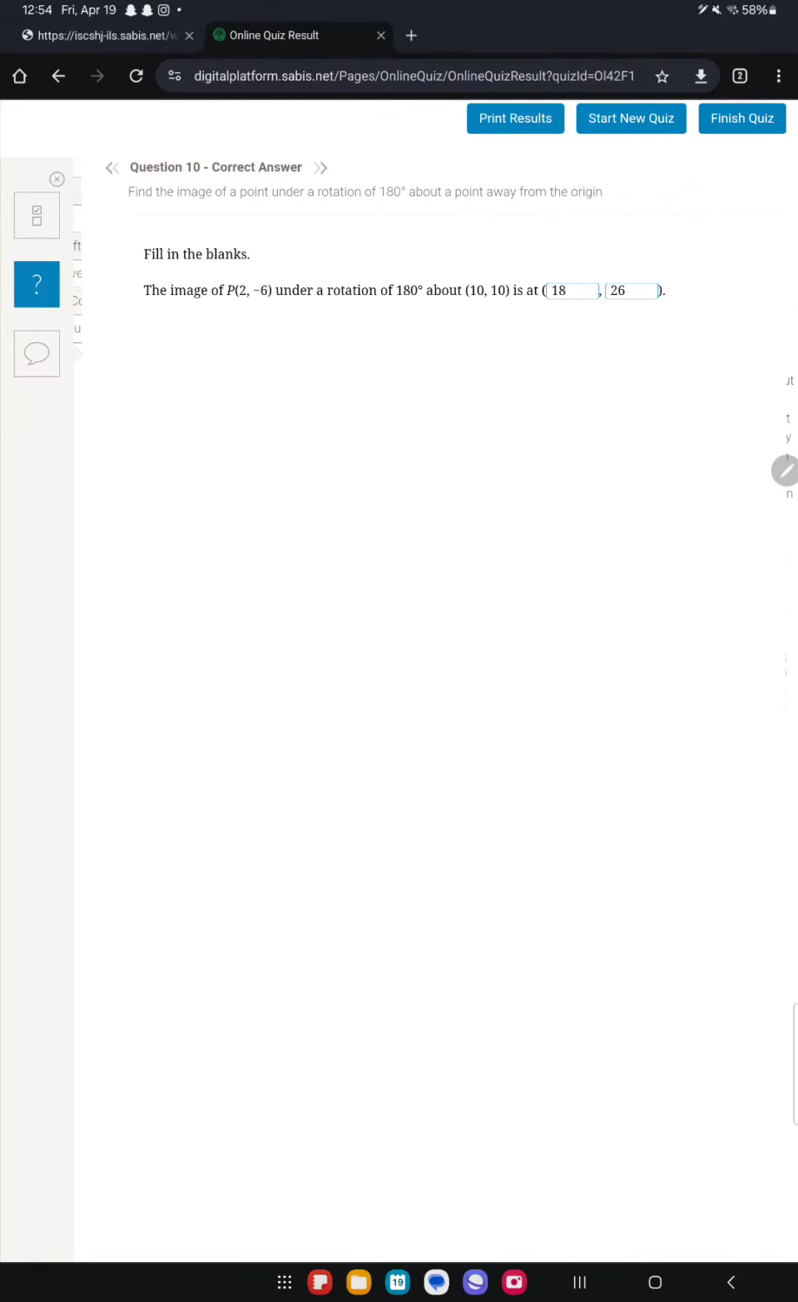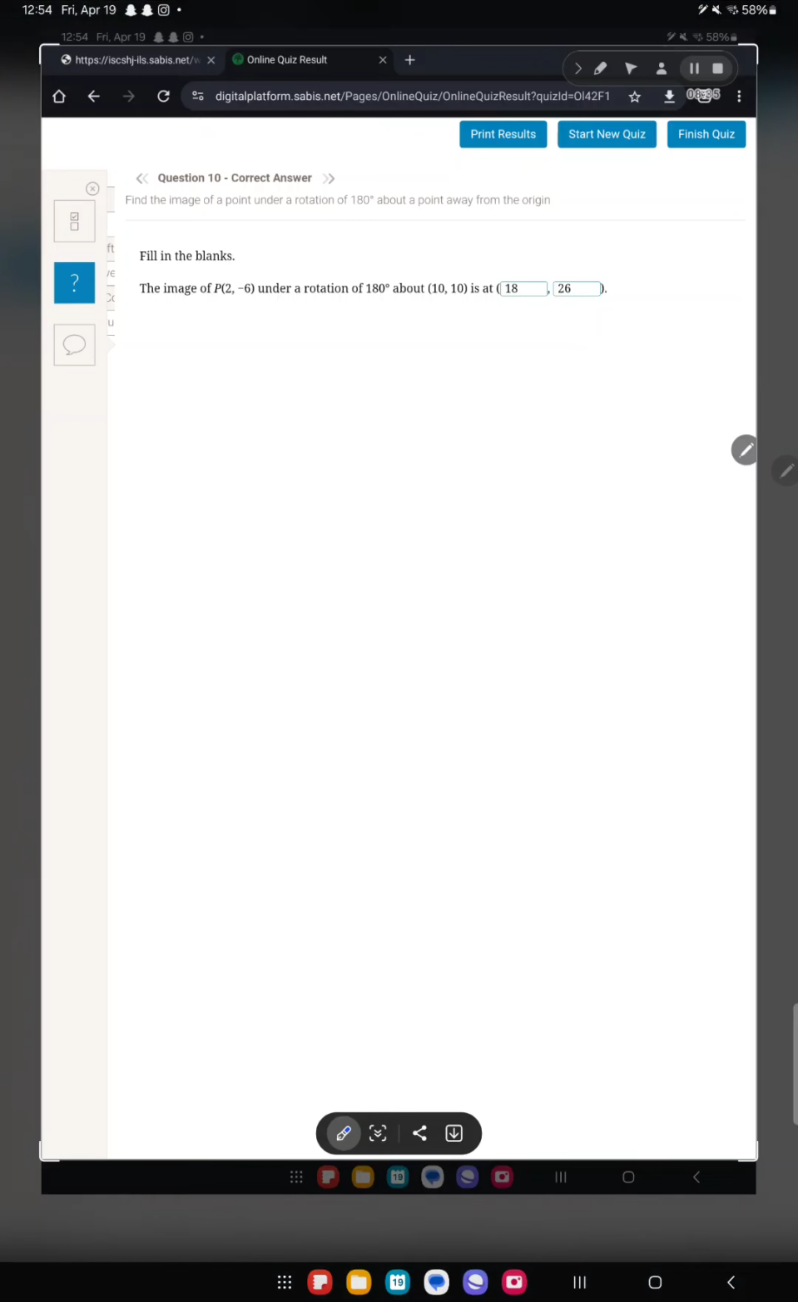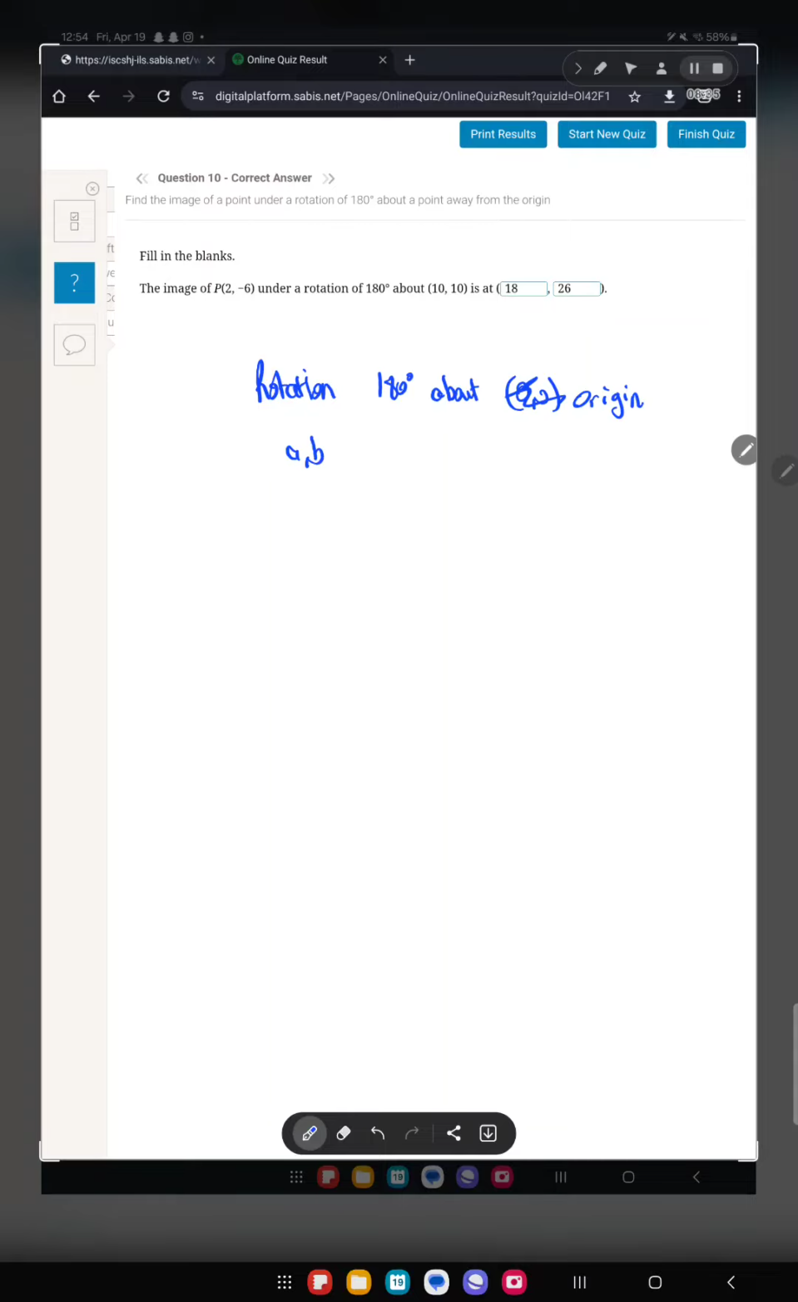Question 10. The image of (2, −6) under a rotation of 180 degrees is at (18, 26). Rotation of 180 degrees about (0, 0), or some people say about the origin: (a, b) goes to (−a, −b). But here we're saying about (10, 10).